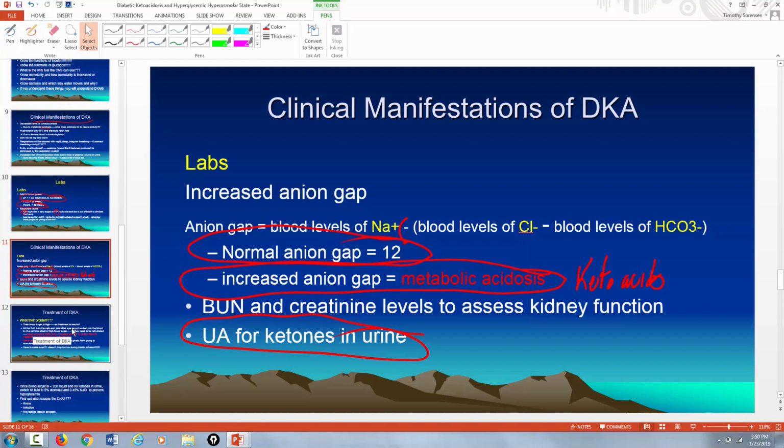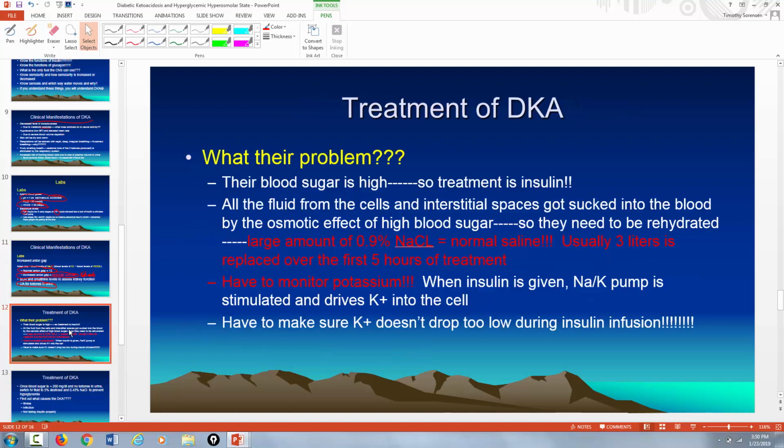Okay, well, what do you do? What's their problem? Their problem is their blood sugar's high and they have a relative or absolute lack of insulin. So you give them insulin. And depending on how bad the DKA may be, it may be an IV infusion of insulin. And look, if somebody's blood sugar is 900 at 8 o'clock in the morning, you don't want that blood sugar at 120 at 10 a.m. This is done slowly over time.